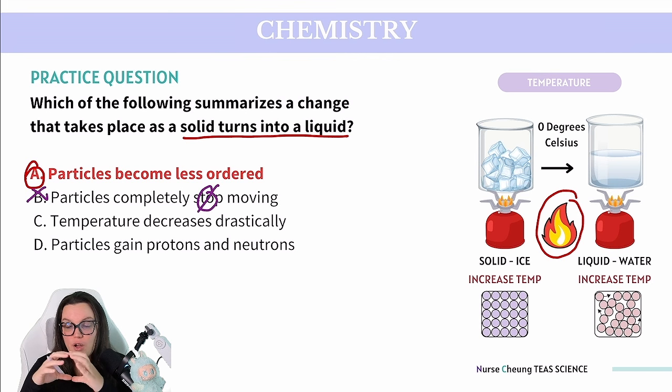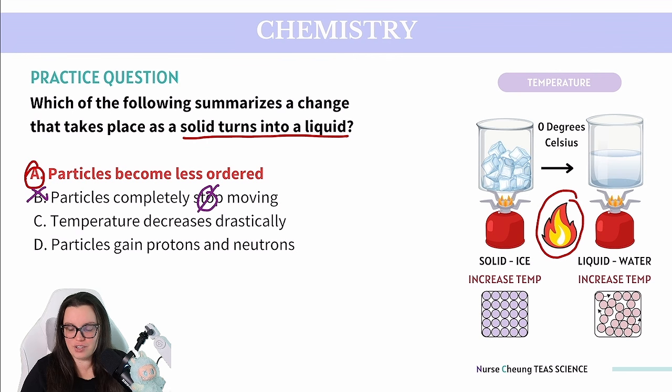But yes, we've got all these particles, they're all packed together, they're all vibrating in place, they're in an orderly fashion. Once we start turning up that heat, like we see in this chemical reaction, the particles are going to become less orderly. They're going to start to move around. They're going to have more space, right? They're going to be bouncing off of each other. So that is the reason that A is the correct answer.